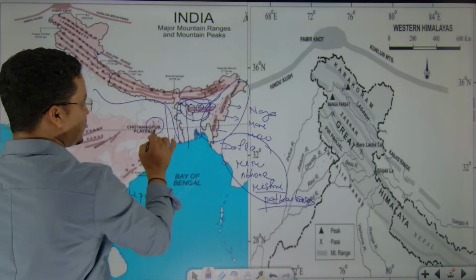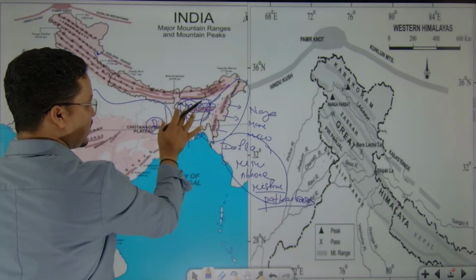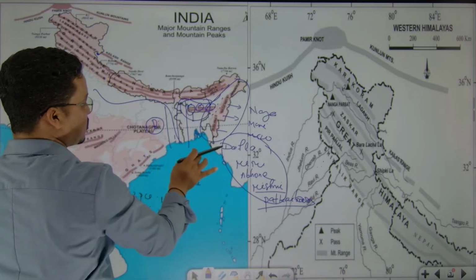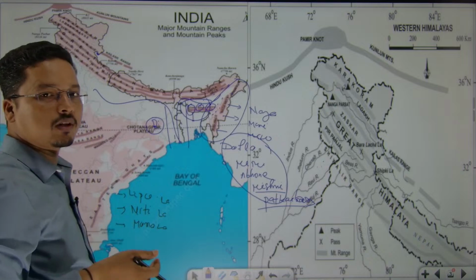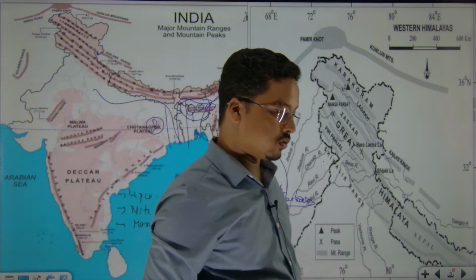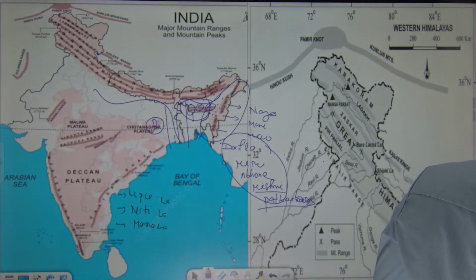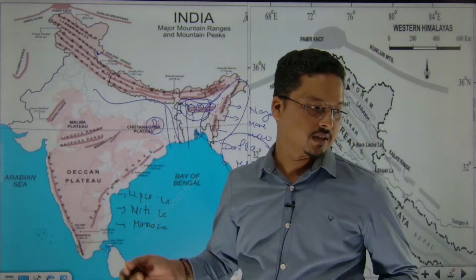So here would be Rajmahal hill, and here is Garo hill. The gap in between is called the Malda Gap, also the Rajmahal Gap. This one is very important from the exam point of view, because sometimes they ask questions from this part.